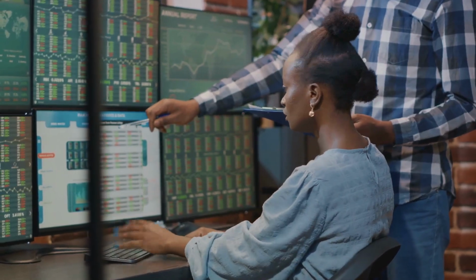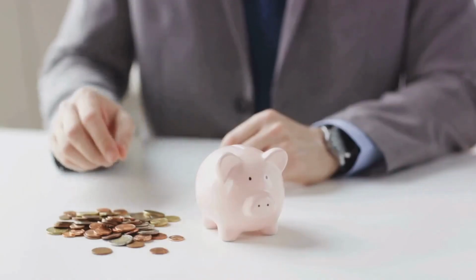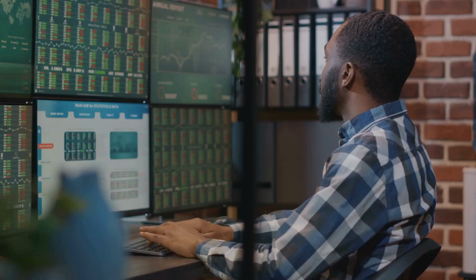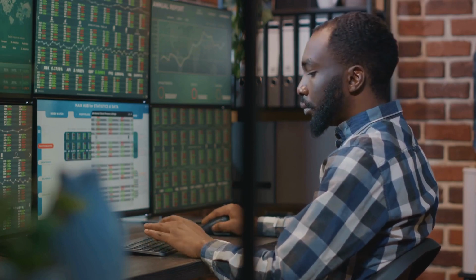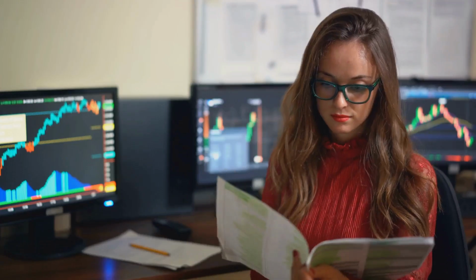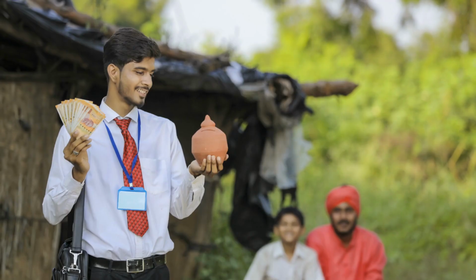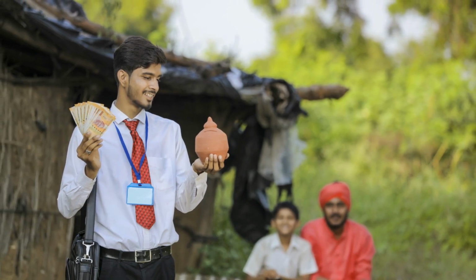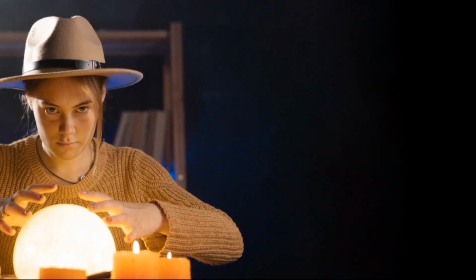Having a solid trading plan is equally crucial. It's your roadmap in the often volatile world of Forex. It guides your trading decisions, helps you stay focused, and provides a benchmark for success. But remember, no trading plan is foolproof. Always be ready to adapt and evolve. And let's not forget the importance of risk management. Never risk more than you can afford to lose. Use stop-loss orders, diversify your portfolio, and keep emotions at bay.